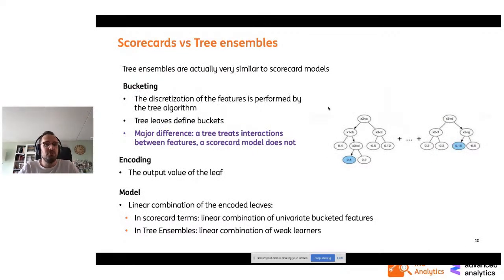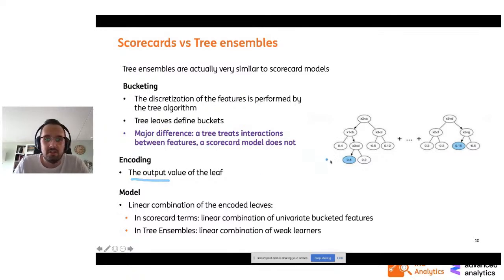Now, just to draw a parallel with tree ensembles: tree ensembles are very, very similar under the hood to scorecard models. Tree ensembles kind of perform bucketing, in the sense that when you build a single tree, every leaf can be matched to a bucket. The major difference, and where ensembles gain their biggest performance boost, is that they treat interactions while scorecard models don't.